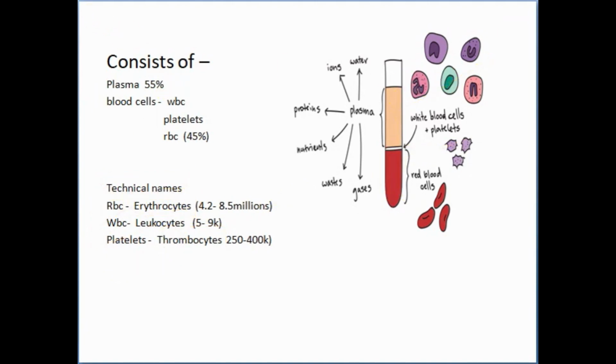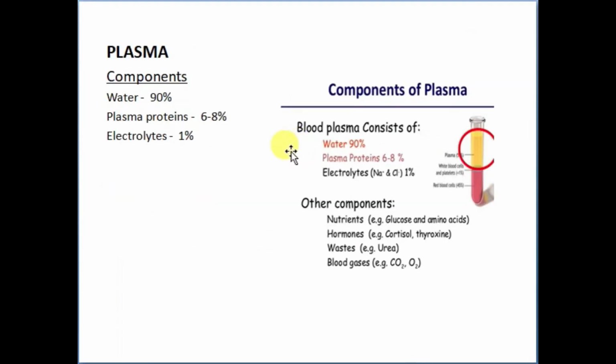Then if we talk about plasma, plasma consists of ions, water, proteins, nutrients, waste, and gases. We'll study about plasma in detail also. So this is the slide where these are the components of plasma. Plasma consists of water. So 90% of water is present in plasma. Then we have plasma proteins. These proteins are albumins, globulins. Okay, so these are plasma proteins. Then we have electrolytes like Na+, Cl- ions. Okay, they are the major quantities in plasma.